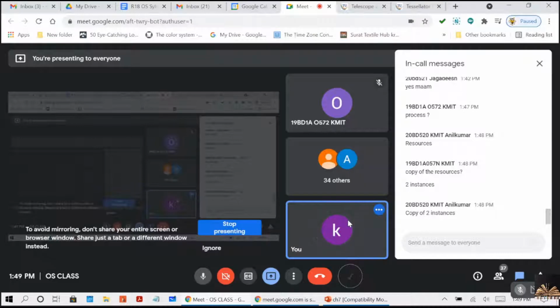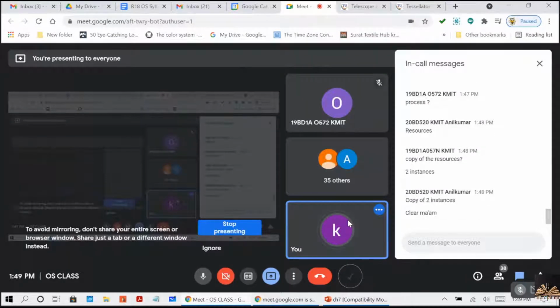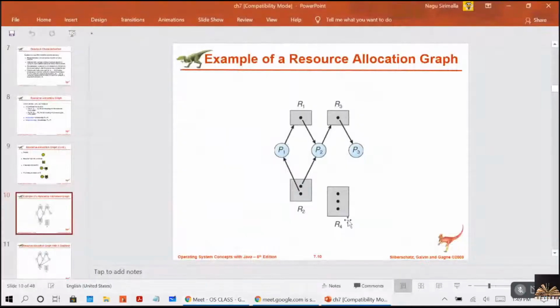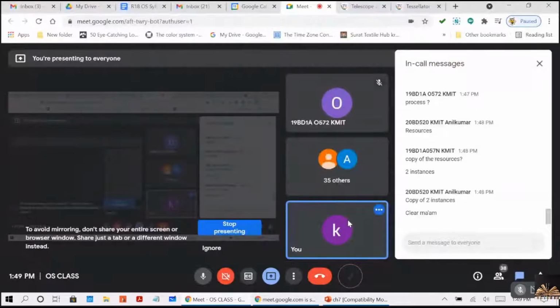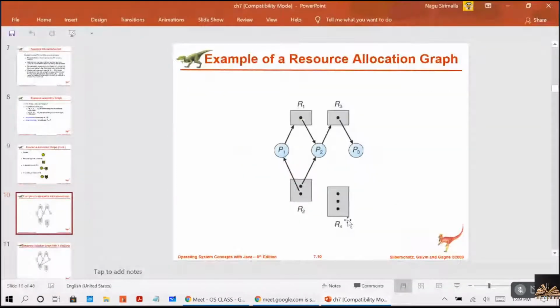Yes, okay. Now, this is the example. If you see P1, we have an arrow from P1 to R1. What does it mean? You have an arrow from P1 to R1. What does it mean?